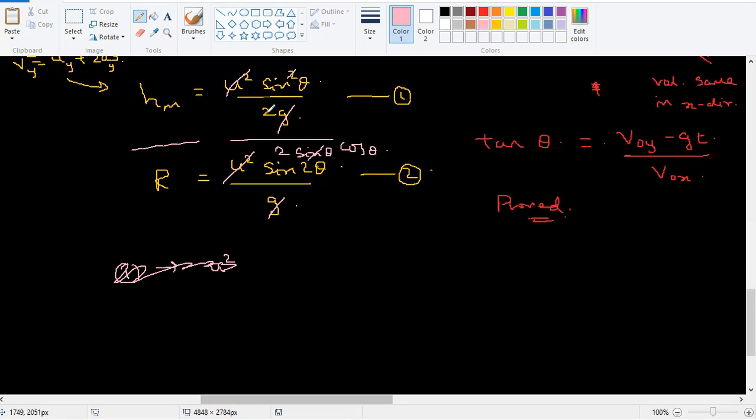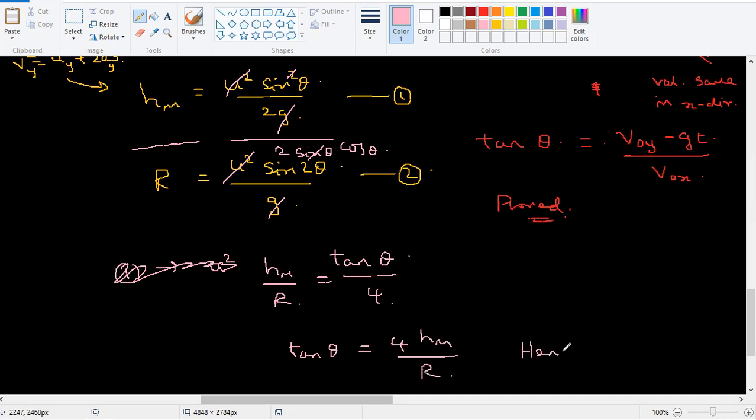This 2 will go over here. It will become 4. Sin theta by cos theta will become tan theta. So I'll be getting tan theta by 4 is equal to hm by r. So do the math. You have proved what you're supposed to prove. So tan theta is equal to 4 hm by r. So hence proved. That's all.